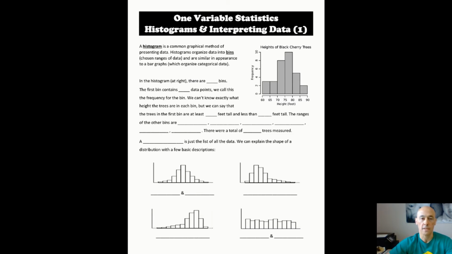One variable statistics, histograms and interpreting data, Form 1. A histogram is a common graphical method of presenting data. Histograms organize data into bins, which are chosen ranges of data. And histograms are similar in appearance to a bar graph, which organizes categorical data.